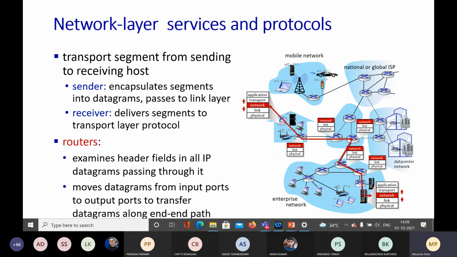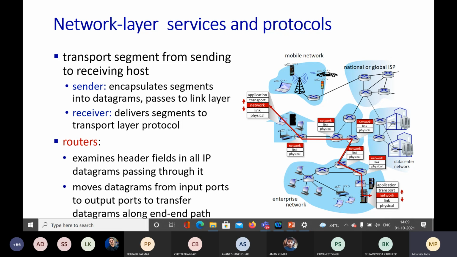So now what happens at the routers? At the routers we know that we have only these three layers: the physical layer, link layer, and the network layer. So what are the tasks that the router will do corresponding to this layer? First thing is it will examine the header fields in all IP datagrams passing through it. Of course, it will need to check it in order to find out the source or destination address and other information also, which we will look into in this chapter itself.